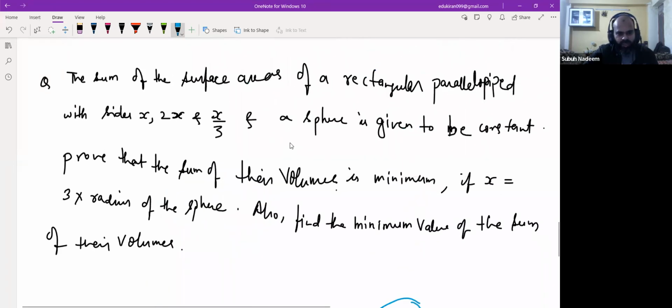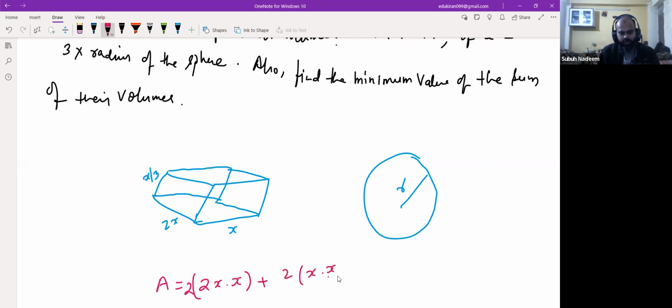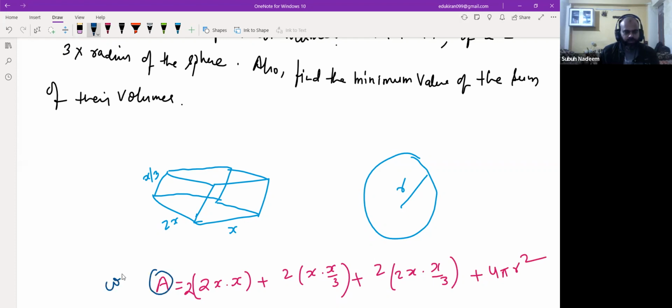So the sum of the surface areas of a rectangular parallelepiped with these sides and a sphere is given to be constant. What is the surface area of the parallelepiped? It must be a rectangular parallelepiped, that means the base is rectangular. So we can take it as 2x into x, 2 times, plus x into x by 3, 2 times, plus 2x into x by 3, 2 times. There is a ceiling and a floor, then two opposite walls, and then two opposite walls. Area of the sphere is 4 pi r square. This capital A is given to be constant. It is not a variable.